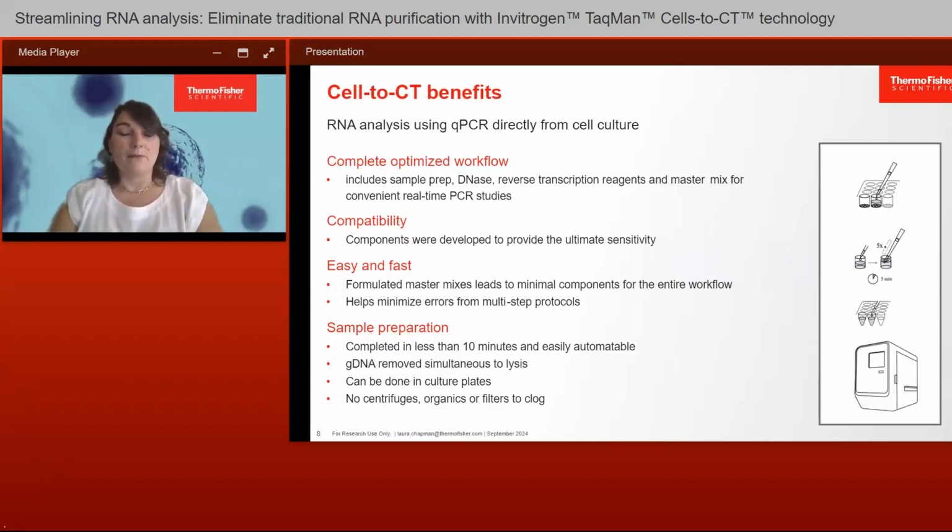Another benefit is that it can be done directly in your culture plate, so you don't have to worry about accidentally mixing up your samples by transferring into another vessel. And again, there are no centrifugation steps, and so that makes it really easy. It's all done at room temperature. There's no organic waste that you need to worry about, so no hazardous waste to deal with. And for spin columns, there's the potential that they could clog, and you don't have to worry about this here because there are no spin columns involved.